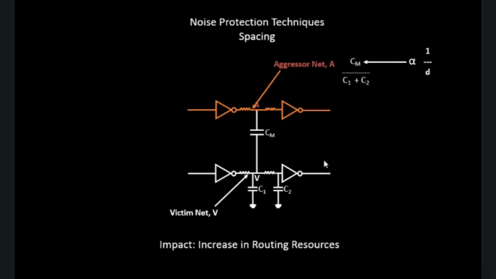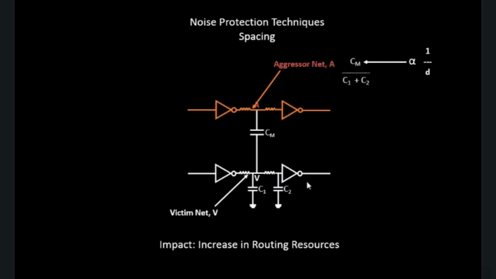As a result, you see a constant increase in the number of metal layers in the advanced nodes and technologies. We'll talk about that in some other videos, but this is basically the primary reason that you see an increase in the number of metal layers, because on the same metal layer there are not enough routing resources available, and crosstalk is one of the primary reasons for that. Okay, so this is the impact of having spacing between the aggressors and the victims.